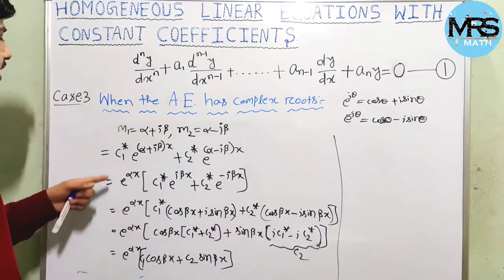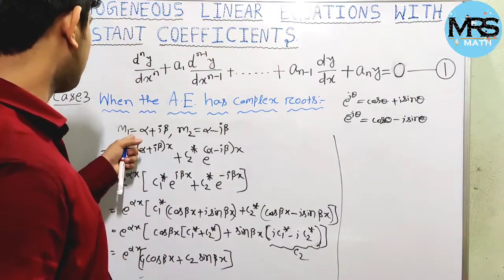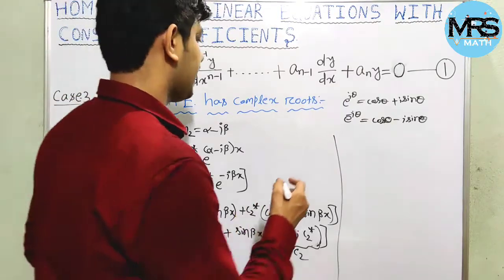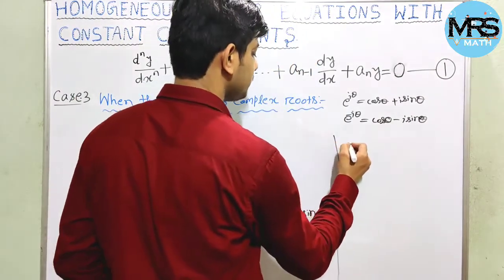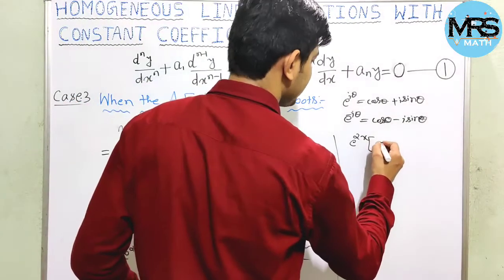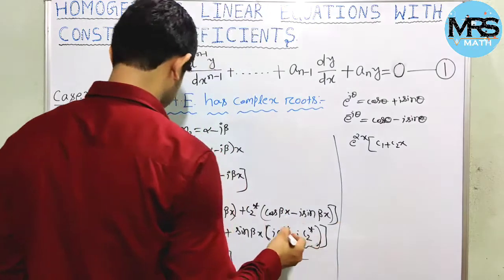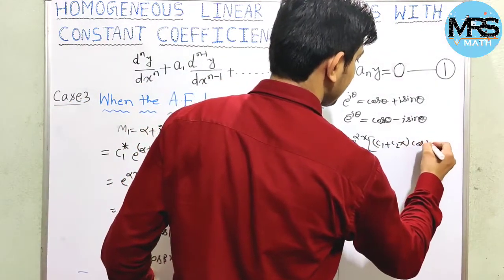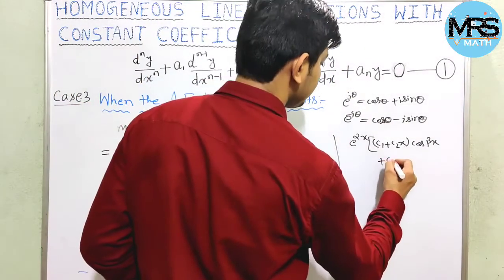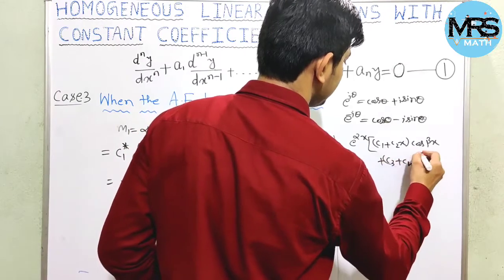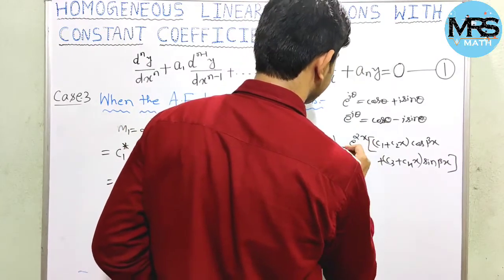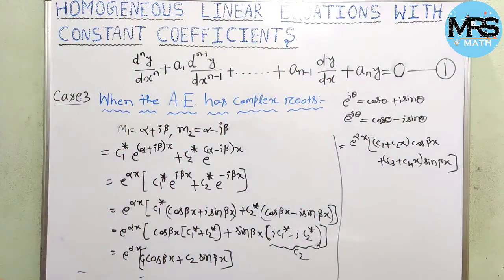Similarly, if we say that these complex roots m1 and m2 are repeating 2 times, then in that case what we can write? e to the power alpha x, this is C1 plus C2x, into cos beta x, plus C3 plus C4x into sin beta x, we can write. Yes or no? So this way we can proceed.